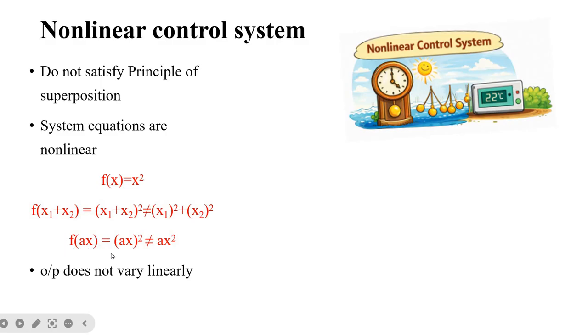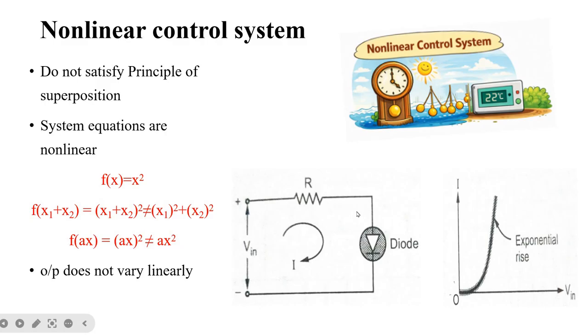And f of a into x will be equal to a x whole square, whereas in the previous case we had a into x square. The equations of the nonlinear systems involve these nonlinear functions, and the output does not vary linearly with the input. You can consider as an example the voltage current equation of a diode, which is exponential and nonlinear. Thus the diode circuit is an example of a nonlinear system, and this is the response of this electrical network.